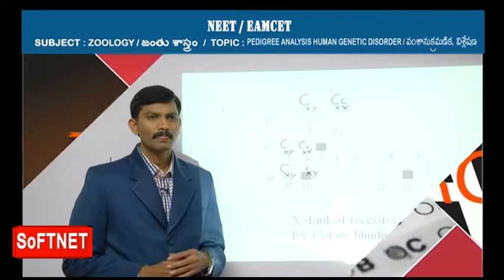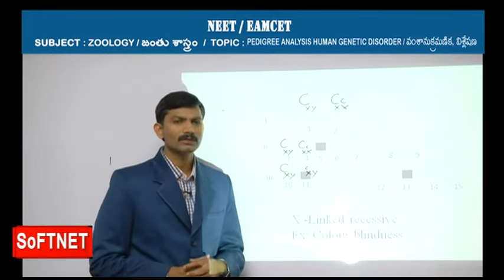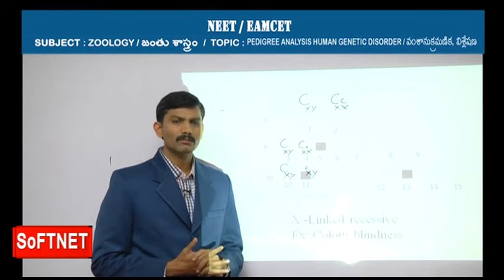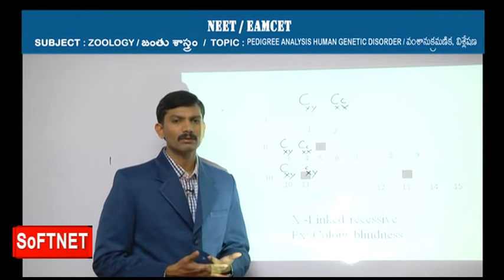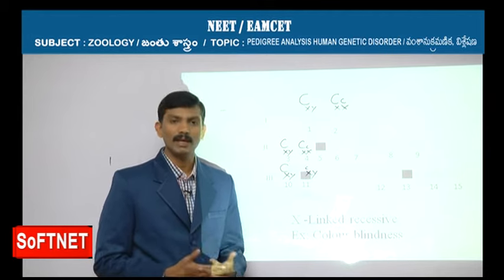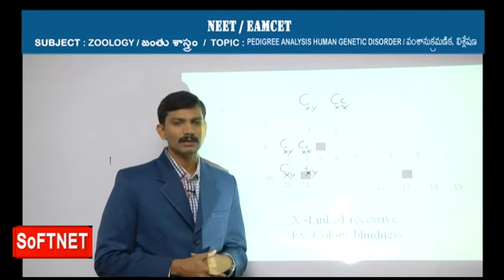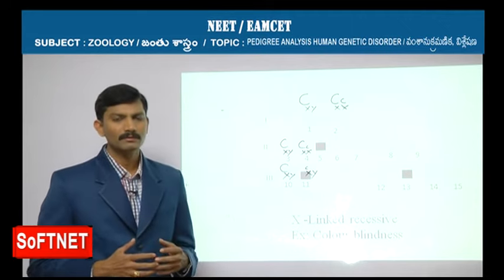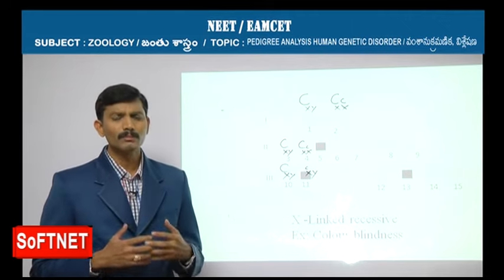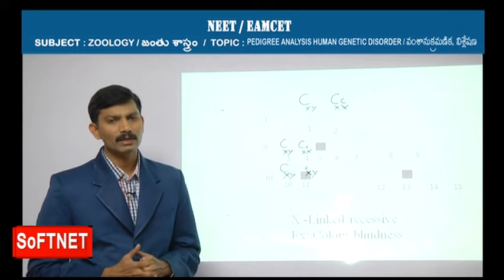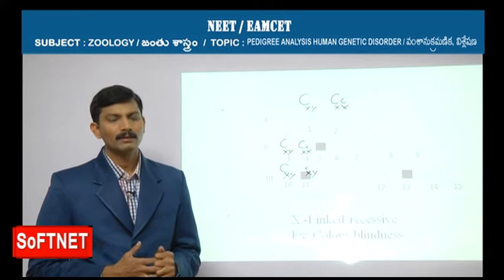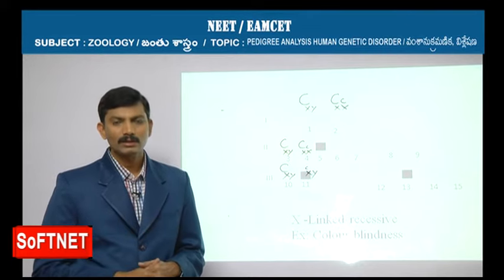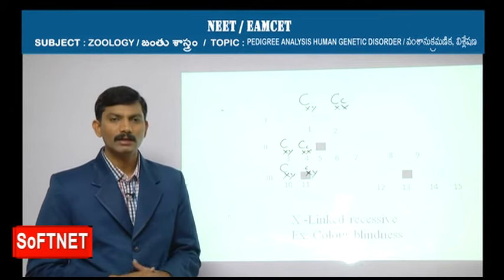And now coming to X-linked dominant or X-linked recessive. X-linked recessive characters mostly appear more in males than females. So whatever pedigree chart is given, we have to see that, irrespective of the sex, if most of the male progeny are affected and a lesser number of females are affected, then we can come to the conclusion that it is an X-linked recessive one.